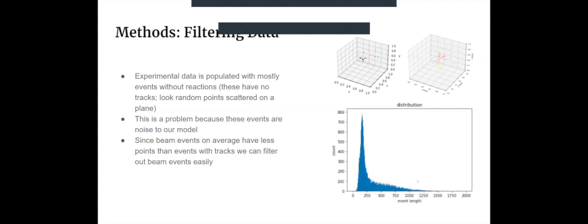See this plot on the bottom here, this one shows the length of the events by the number of them. And you can see that there are a lot of events with less than 215 points.